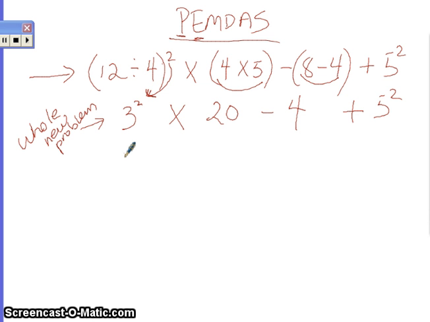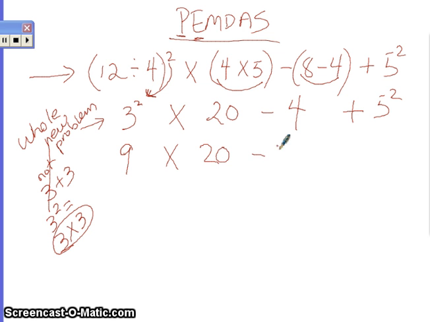Now we have exponents. And if you remember, 3 to the second power is not going to be 3 plus 3. Remember, we never multiplied the 3 times the 2, or the exponent by the base. 3 to the second power will equal the base, right, times itself, whatever the exponent is. So that 2 tells us to multiply the 3 itself 2 times, which would be 9. So 9 times 20 minus 4, and then we have our 5 times 5, which is 25. Whole new problem, bringing everything down.